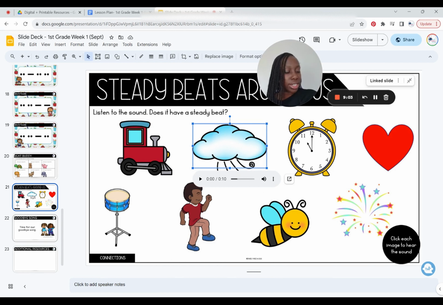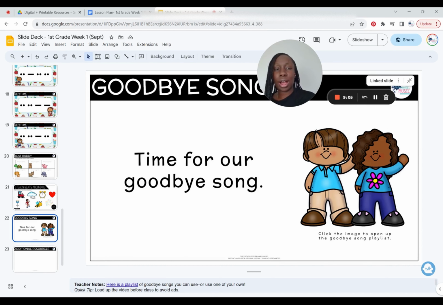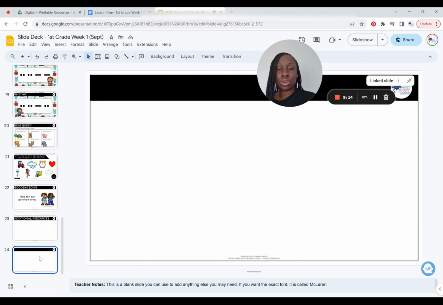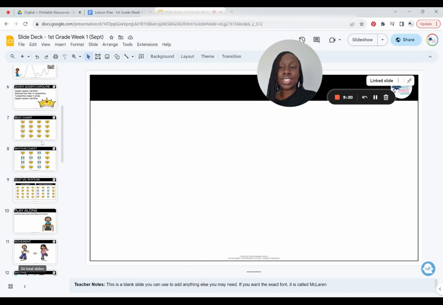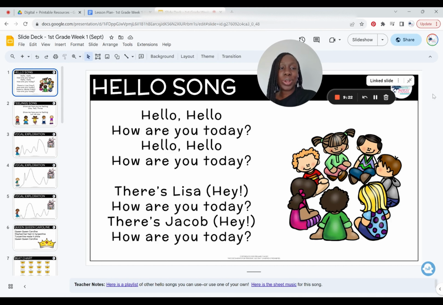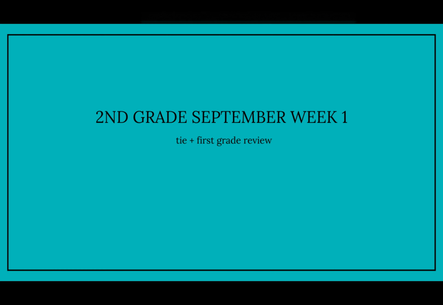That is the last activity before our goodbye song. Again, you can use your own goodbye song, or there's a playlist here. And as always, there's a blank slide in case there's anything else that you want to do. So that is our first grade week one for September.